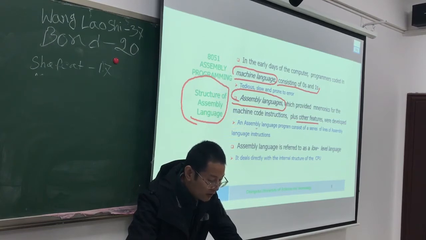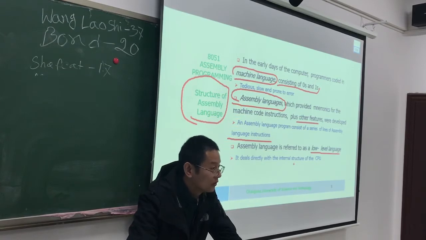An assembly language program consists of a series of lines of assembly language instructions. Assembly language is referred to as a low-level language. It deals directly with the internal structure of the CPU, which means you can control the hardware with assembly language.